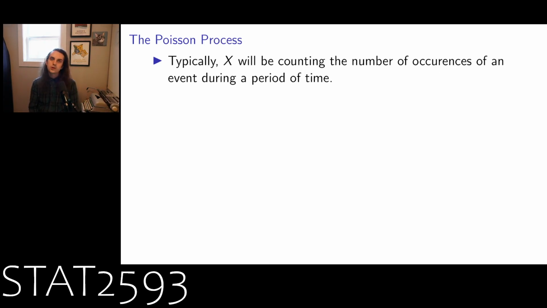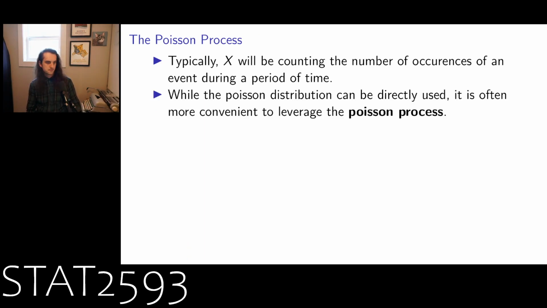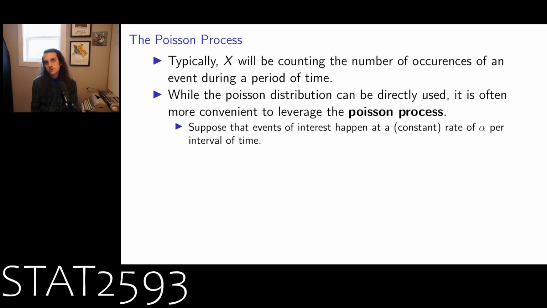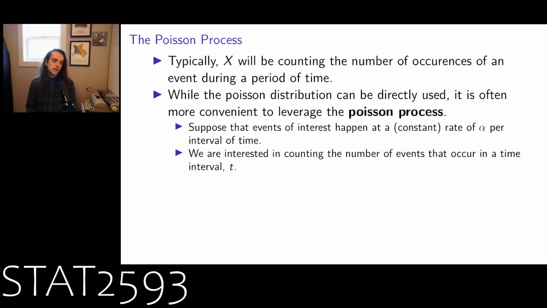Now, typically what we're going to think about is counting the number of occurrences of events during a period of time. And while the Poisson distribution can be used directly, it's often more convenient to use what we would call the Poisson process. In order to use the Poisson process, what we're going to be thinking about is that events are happening at a constant rate of alpha per interval of time. So events occur at a rate of 1 per hour or 10 per week or whatever else. So there's going to be some rate per unit of time, and we want to know about the number that are going to occur in some interval of time, which we'll call t.